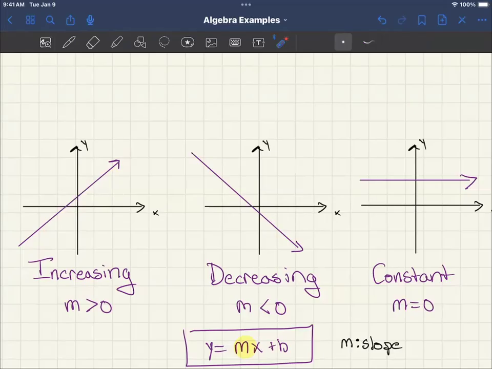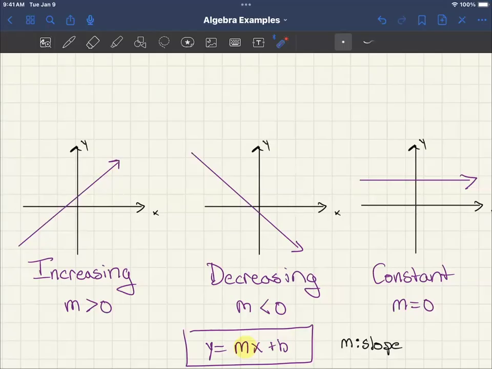If that value m is smaller than 0, your function is decreasing, and from left to right, you are going down. If m is equal to 0, then your function is constant, and actually 0 times x disappears. You are going to be looking at a y is equal to a number function, and your graph is just going to be a straight line that's level, and here's another good math word, parallel to our x-axis.